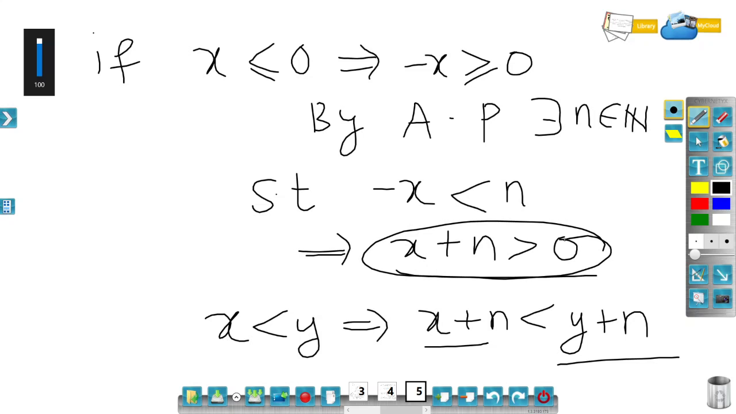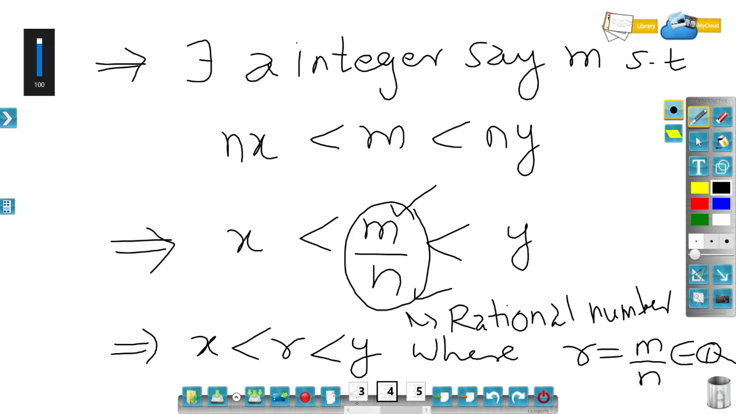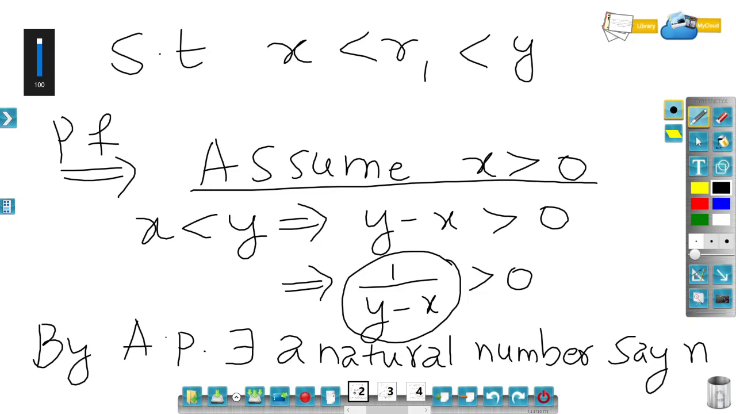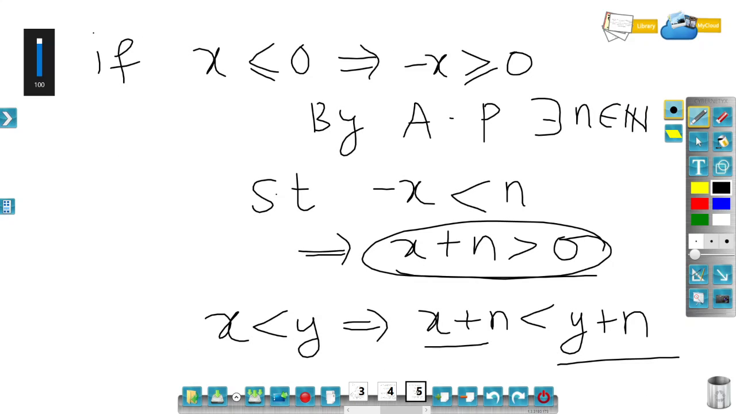We have just proved this case itself. If we have two real numbers x and y such that x is greater than 0, then we can always find a rational number between them. So now I have two real numbers, x plus n and y plus n. Out of that, one real number is positive.